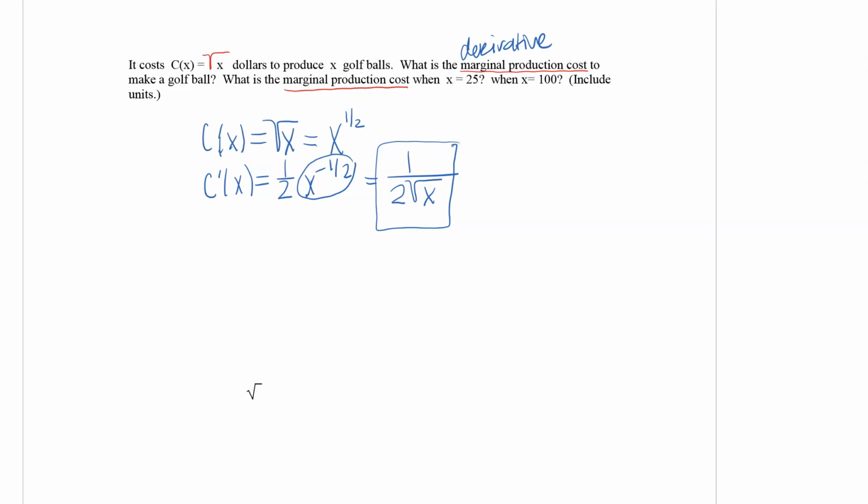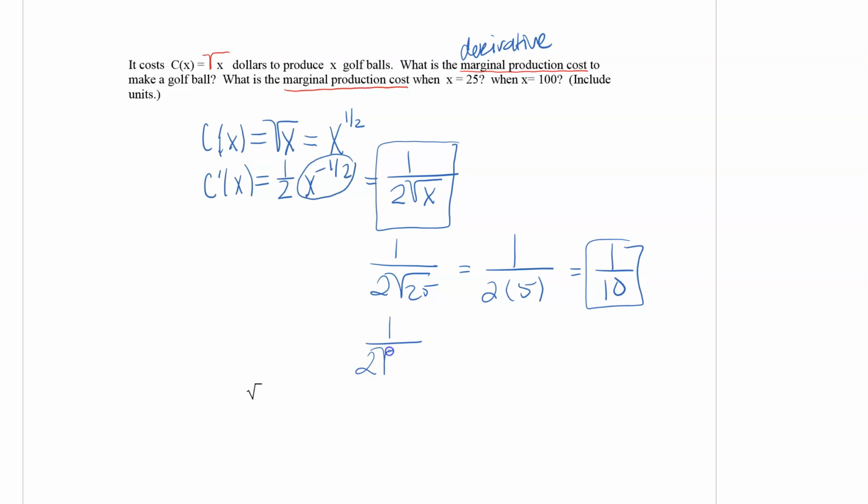So this is the marginal cost to make a golf ball. What is the marginal cost when x is 25? I'm just going to plug it in. 1 over 2 square root of 25 gives me 1 over 2 times 5, so 1/10. And so that is the marginal cost to produce 25 golf balls. What about when x is 100? That would be 1 over 2 times the square root of 100, so 1 over 2 times 10, so 1 over 20.